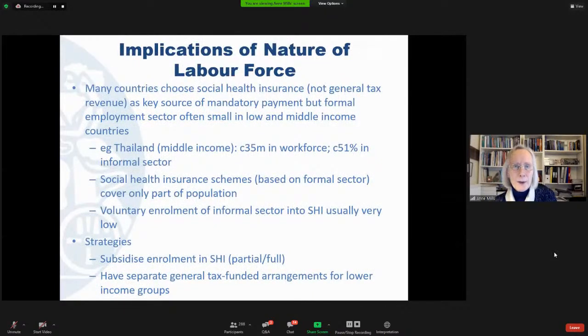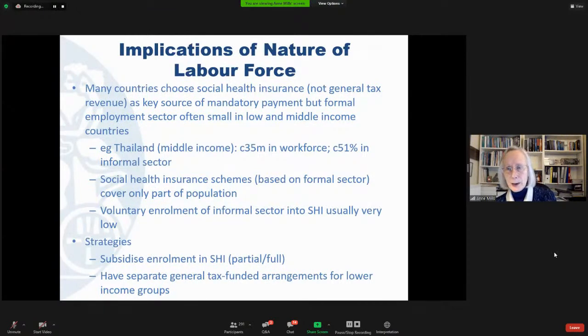So the implications of the nature of the labour force obviously relates to the role of social health insurance and the fact that many countries, as they grow richer, have chosen to adopt a social health insurance model rather than, at least early on in the trajectory, rely on general tax funding as the majority source of funding for their health system. But you face the issue that the formal employment sector is often small in low and middle income countries, obviously in low, but often in middle income countries as well.